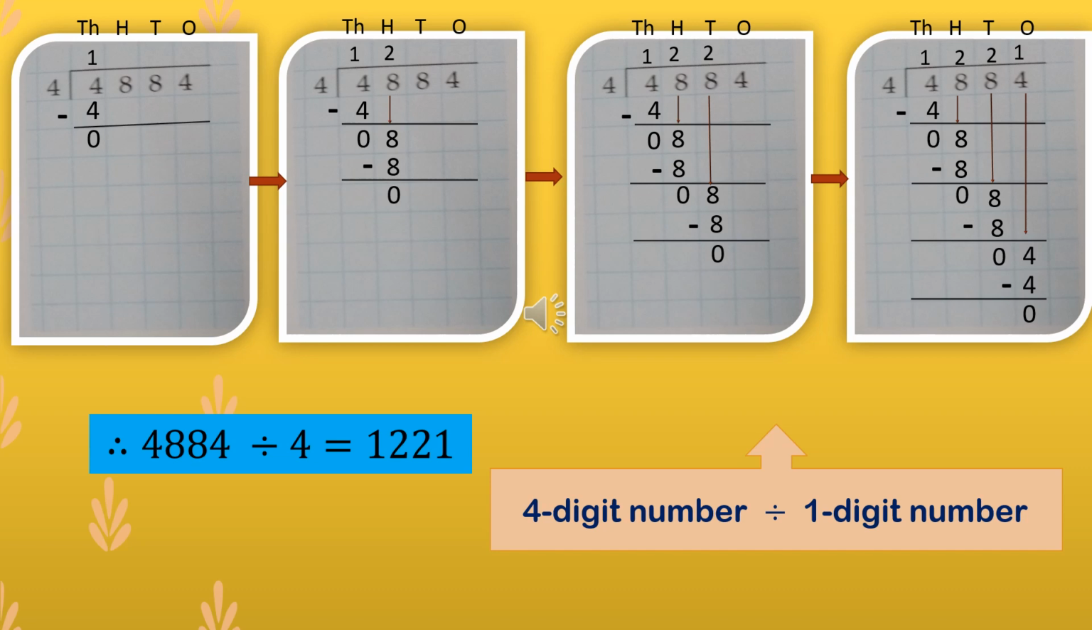Now let's move to the fourth step. In this step, we will bring down the number which is at the ones place, that is 4.